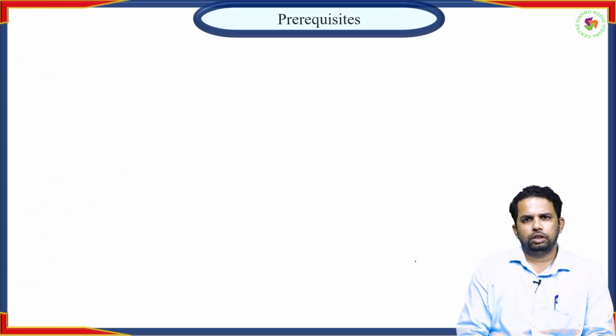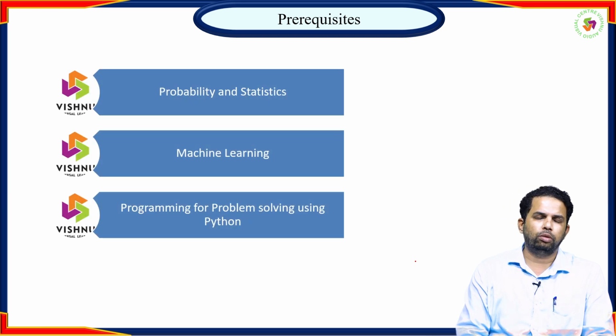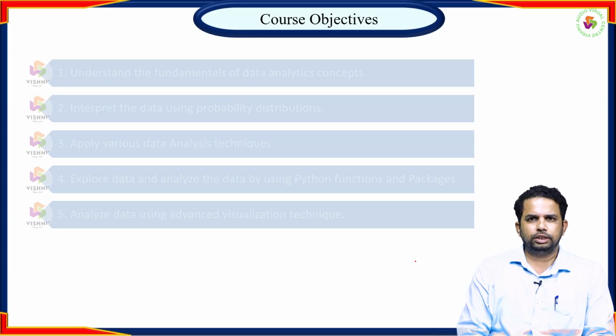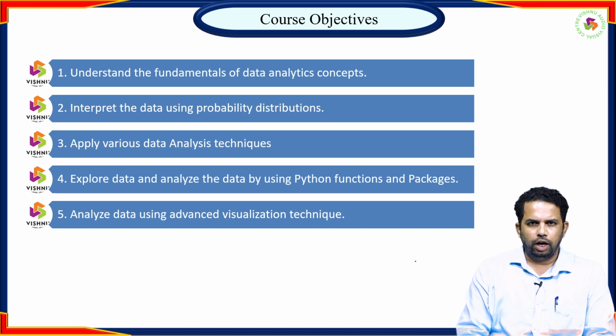To start with, the prerequisites for this course: we require the fundamentals of probability and statistics, fundamentals of machine learning, and fundamentals of programming for problem solving using Python. The course objective is to understand the fundamentals of data analytics concepts. What are the required fundamentals we should have? We are going to check that in this course.